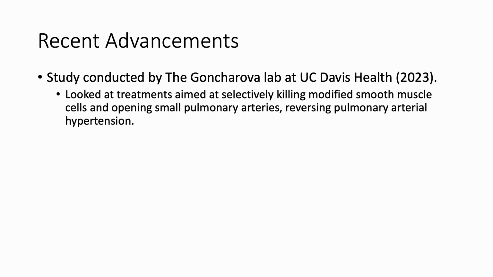As I previously mentioned, there isn't much treatment for pulmonary hypertension. Right now, we're just treating underlying conditions and managing symptoms. But a study conducted in 2023 at UC Davis under the Goncharova lab looked at treatments aimed at selectively killing the modified smooth muscle that occurs in the pulmonary arteries with pulmonary hypertension. And they were actually able to reverse some of the hypertension.